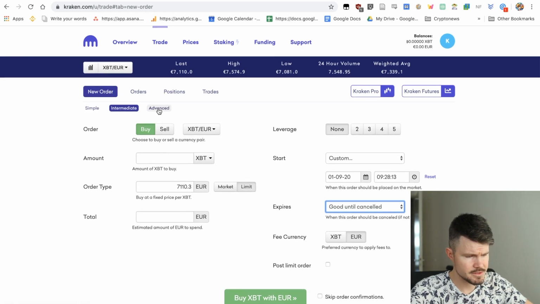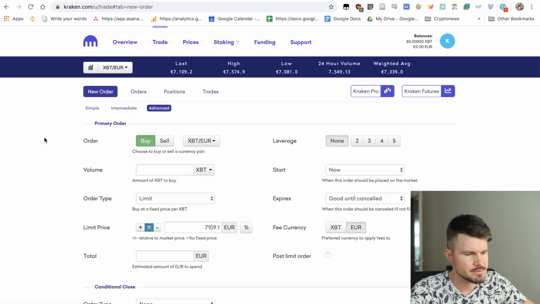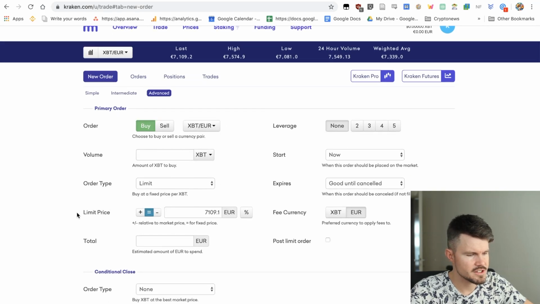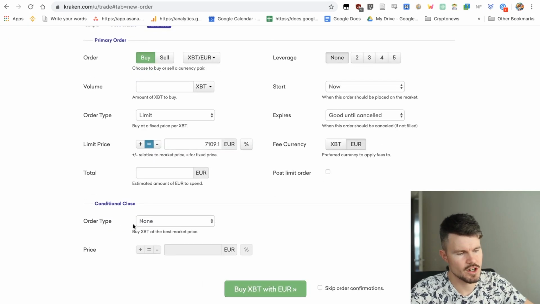Now with the advanced, so if you want to try and do some leverage trading, though I do recommend understanding chart patterns and reading charts before you start with leverage trading, as there's a much higher risk involved. So with the advanced option here, you've got a few additional fields that you can fill out. You've got, for example, the limit price, where you can add and select a percentage of the market price when it dips below a certain percent or goes above a certain percent. And you can also select a conditional close.